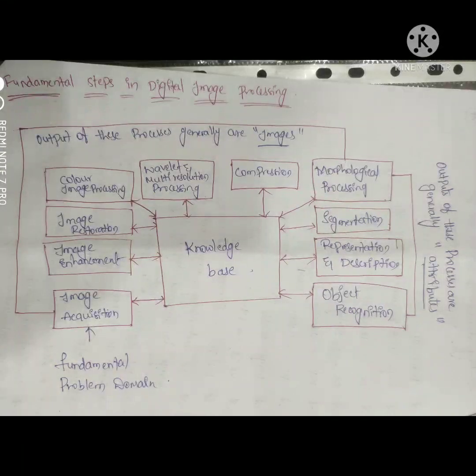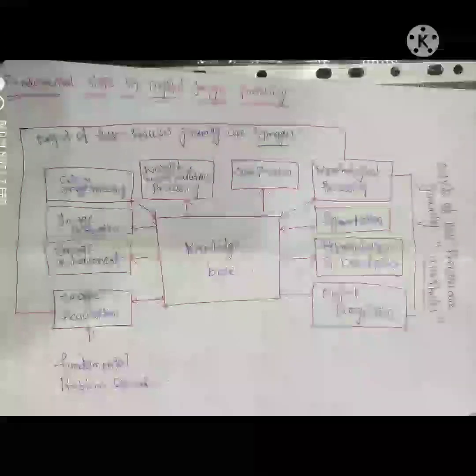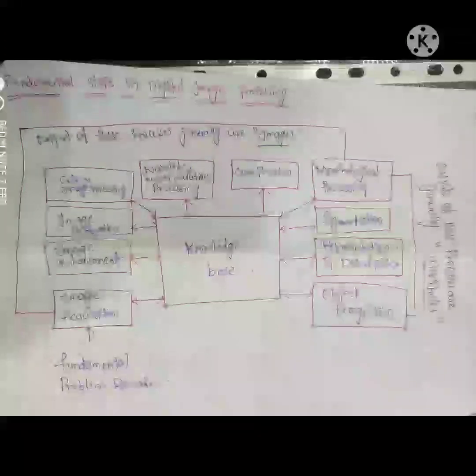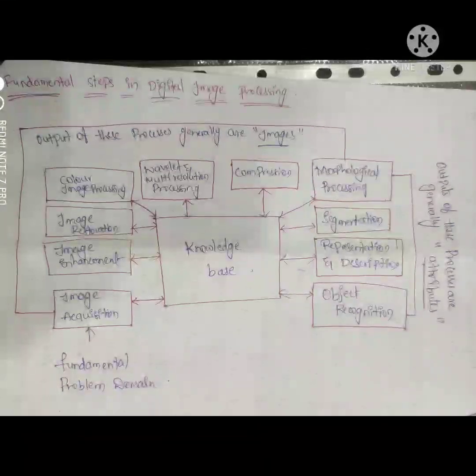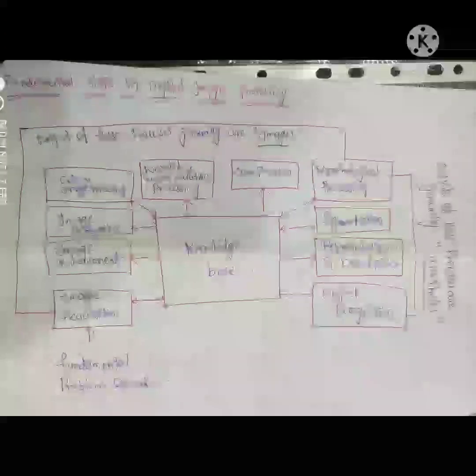Okay. Next, fifth step is wavelet and multi-resolution processing. Here, what do wavelets mean? Wavelets are small waves of limited duration which are used for calculation of wavelet transform, which provides time-frequency information of an image. Here, images are represented with various degrees of resolution. That's why we call this multi-resolution processing.